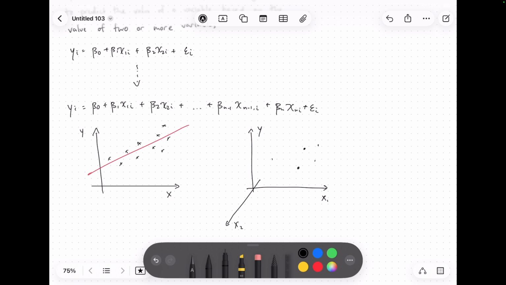So this would be my representation of data points in 3D space, where the size of the dot is larger if it's closer, and instead of a line, we would then have a plane going through these data points, right, in 3-dimensional space.